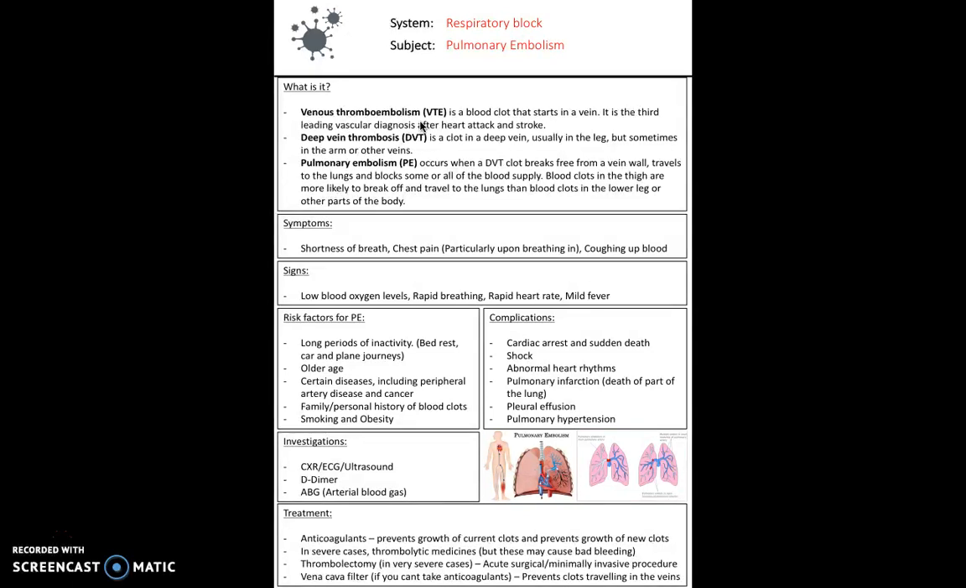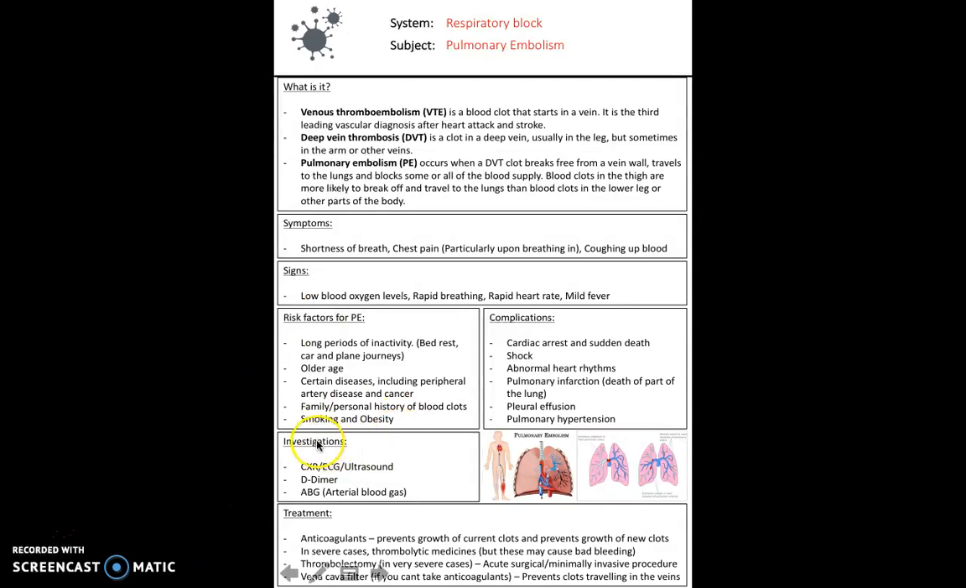And a pulmonary embolism occurs when that DVT, that clot in a distal vein, breaks free from the vein wall and travels to the lungs and blocks up the pulmonary circulation. So the most likely for these to occur are blood clots that occur in the thigh. So symptoms of pulmonary embolism: the patient will be short of breath, will have chest pain, particularly on breathing in, and they'll be coughing up blood potentially as well. So signs, so always differentiate between symptoms and signs in terms of clinical diagnosis. So signs, you'd expect them to have low blood oxygen levels, rapid breathing, rapid heart rate, and mild fever.